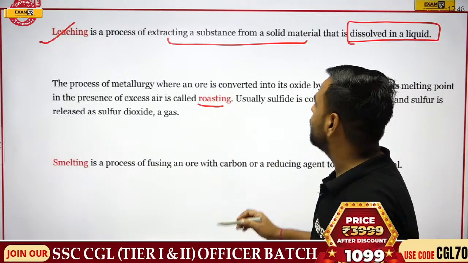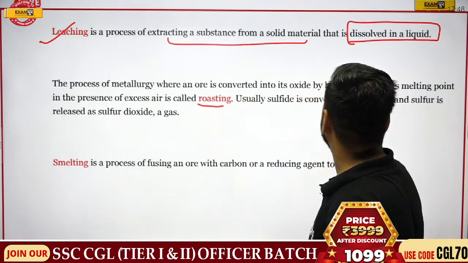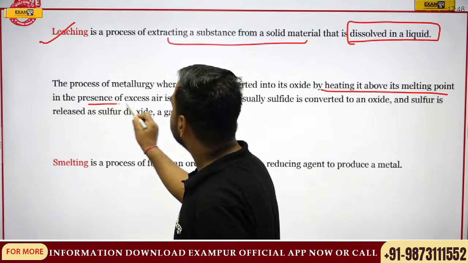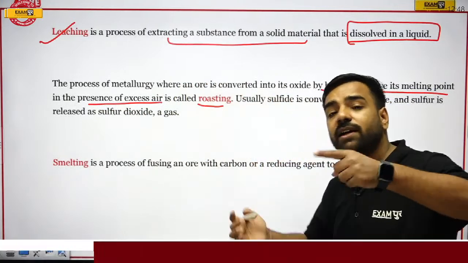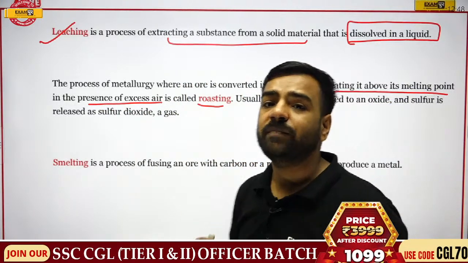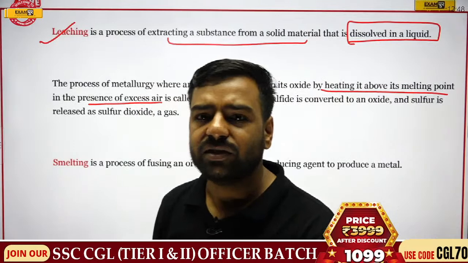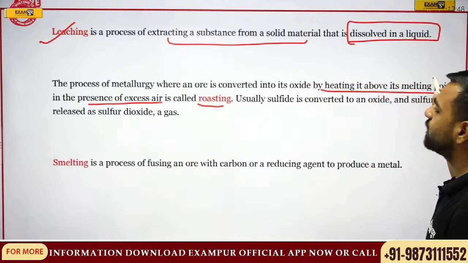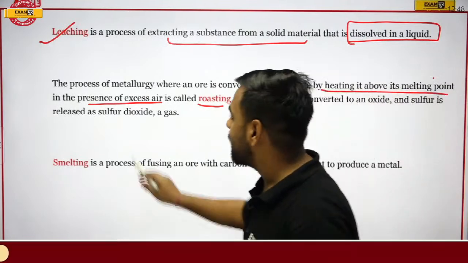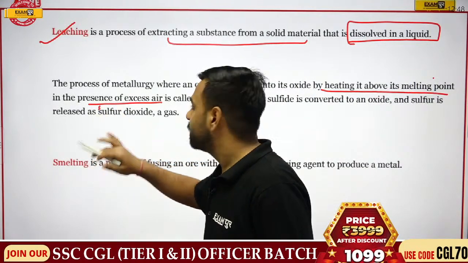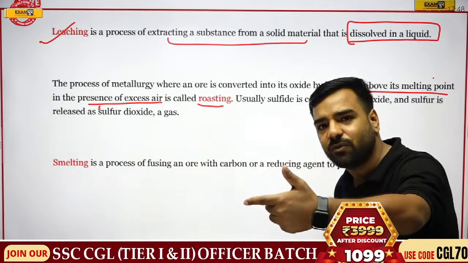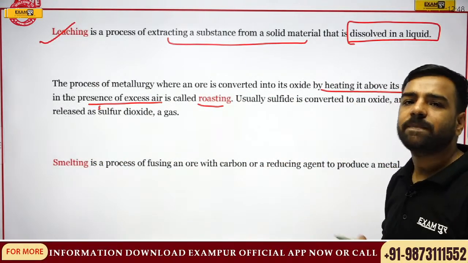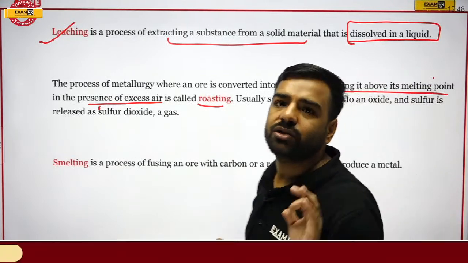It is the process of metallurgy where ore is converted into its oxide by heating above its melting point in the presence of excess of air. Just have a look, it's totally different from calcination. In calcination, what was happening? In calcination, we were heating below its melting point and in the absence of air. But in roasting, it's in the presence of excess of air and above its melting point. So this is your roasting.